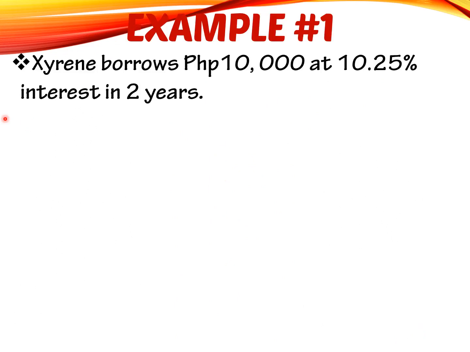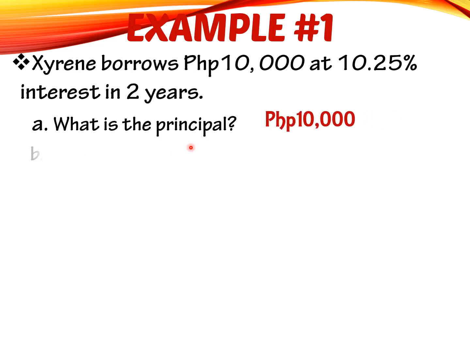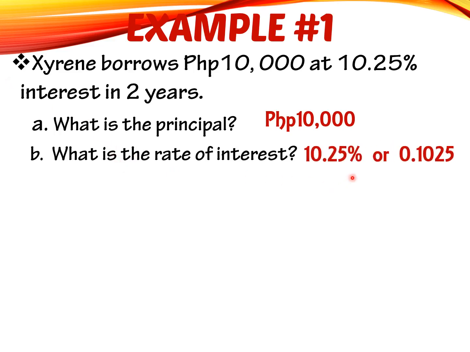Okay, let's have some example. Xyrene borrows 10,000 pesos at 10.25% interest rate in 2 years. So in the given problem, what is the principal? The principal is the amount being borrowed, so that would be 10,000 pesos. What is the rate of interest? This is the rate usually expressed in percent or in fractional form. And that would be 10.25%. When changed to decimal, move the decimal point 2 places to the left. So that will give you 0.1025.